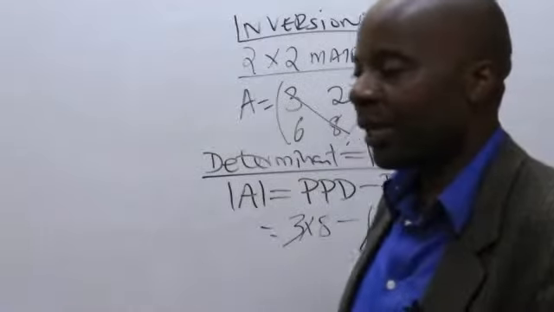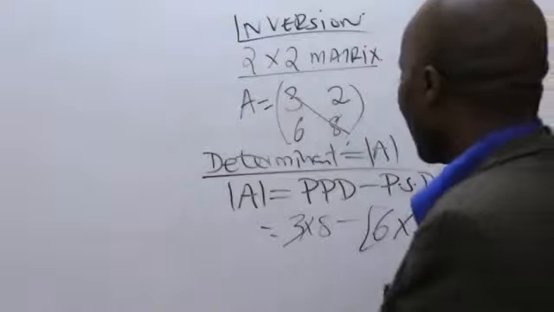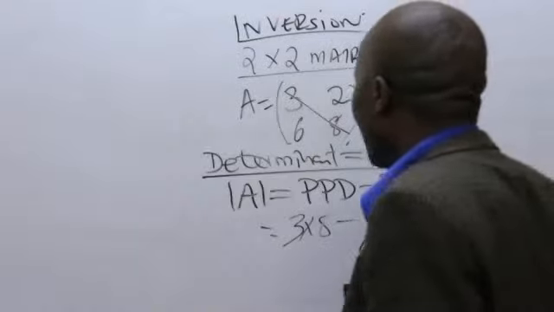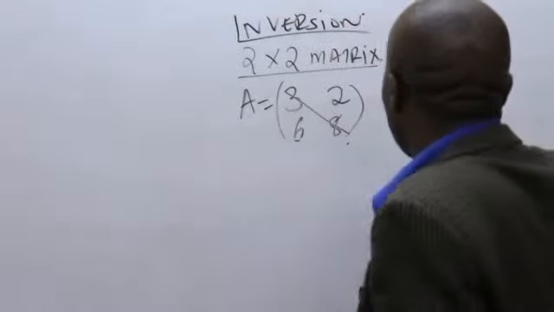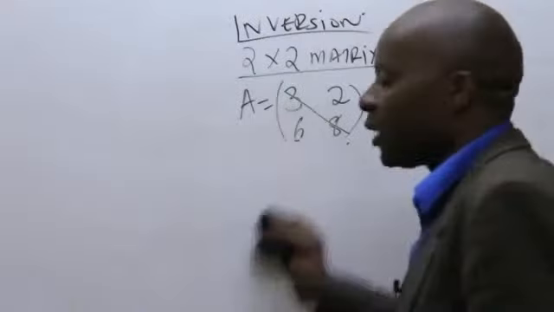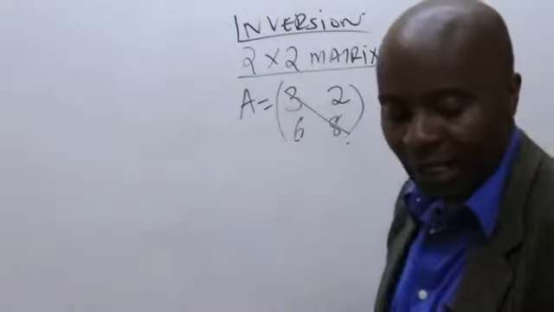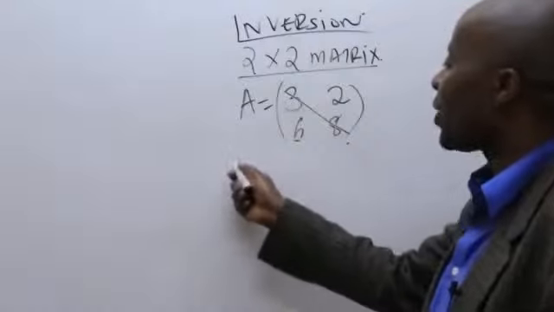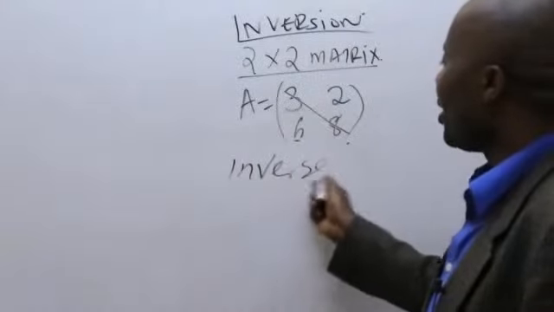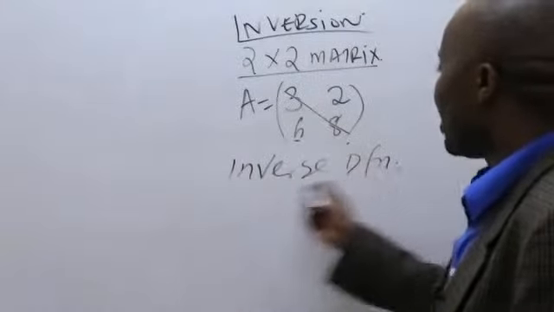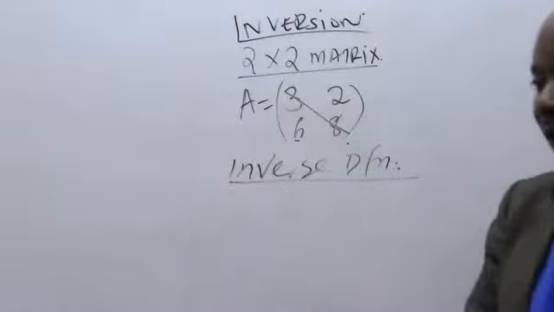Ladies and gentlemen, having appreciated that the determinant is 12, what I need to do is go to the next step, which happens to be the last step. The last step is what we call the inverse definition, what we have over here.